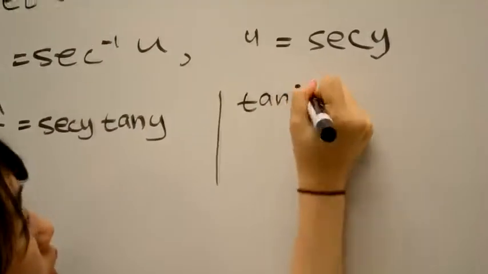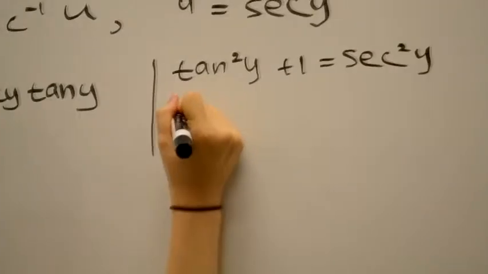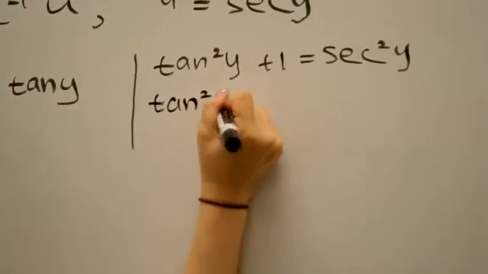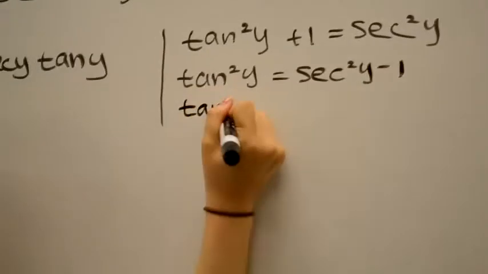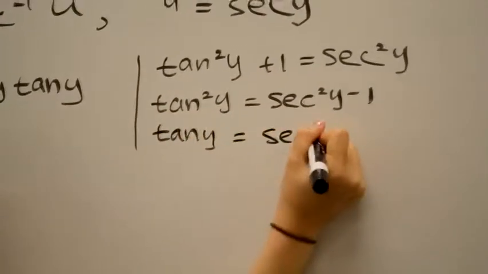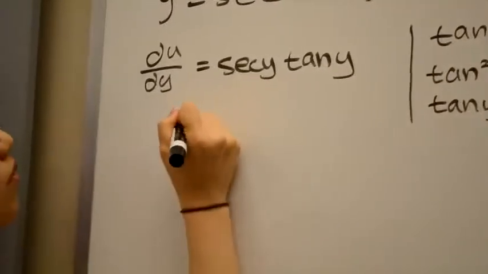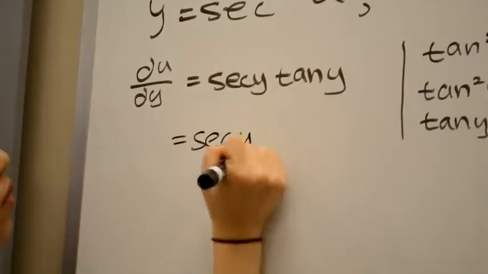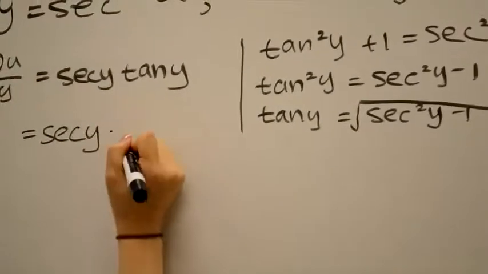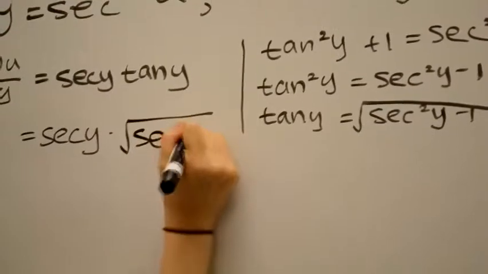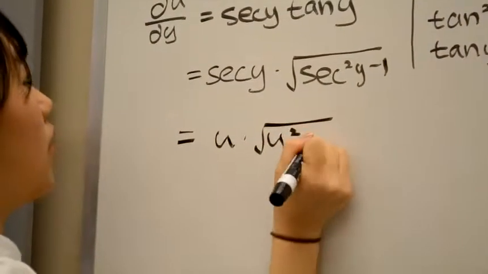That gives us secant y times tangent y. We know that tangent squared y equals secant squared y minus 1. And so tangent y equals the square root of secant squared y minus 1. We're going to plug that in for tangent there. So it's going to be secant y times the whole chunk that we just got by the trigonometric identity.